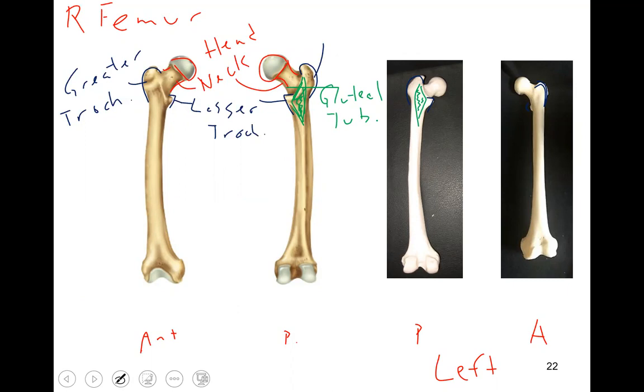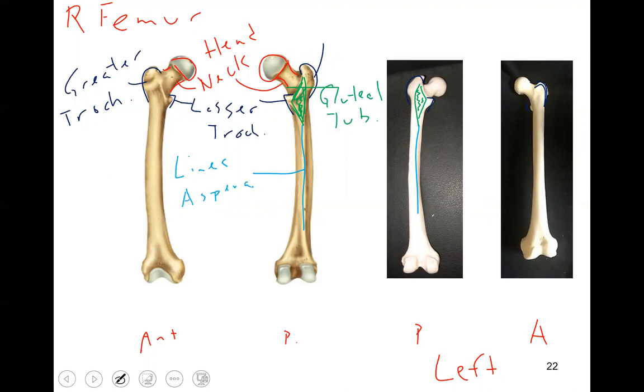Okay. If you follow that point of the triangle of the gluteal tuberosity all the way down, you see that there's this ridge on the back of the bone. And this ridge happens to be another site of muscle attachment. This is called the linea, right, as a line, aspera.